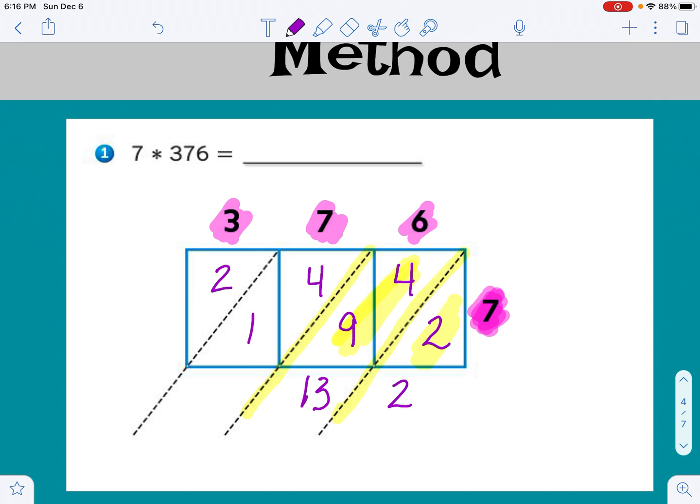Oh, wait a minute, I don't want to write 13 there. I want to write the 3 and carry the 1, just like I'm adding other columns. So I'm going to put the 3 here, and I'm going to carry the 1 up here. So I'm adding down my diagonal columns.